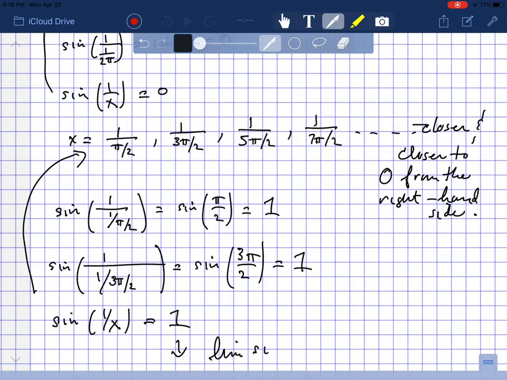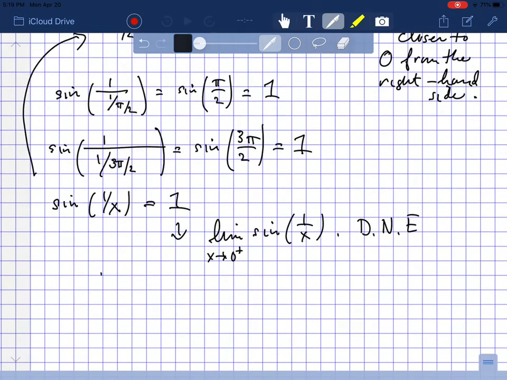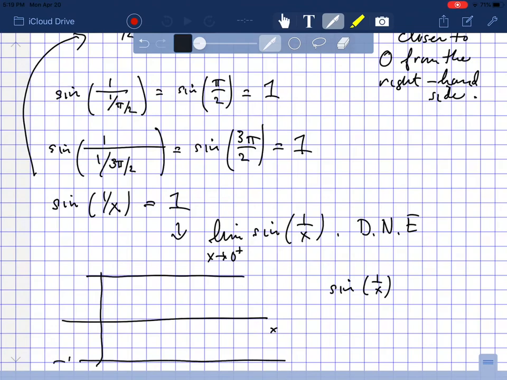the limit of the sine of 1 over x as x goes to 0 from the right-hand side does not exist. And in point of fact, what you can show is that the graph of this function looks something like this. Goes a little like this. It keeps on oscillating infinitely often in here, okay?